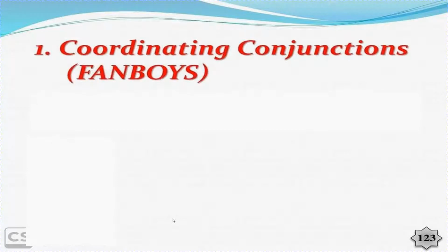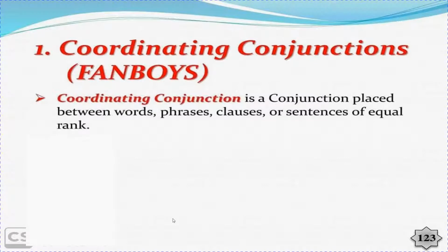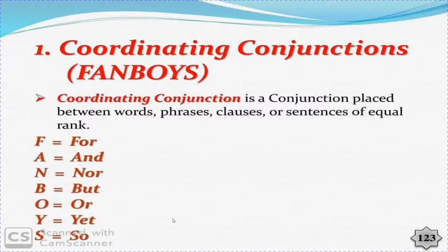Let us learn first coordinating conjunctions and why they are known as FANBOYS, children. See, a coordinating conjunction is a conjunction placed between words, phrases, clauses or sentences of equal rank, of equal value. F stands for, A stands for and, N stands for nor, B stands for but, O stands for or, Y stands for yet and S stands for so. Children, in coordinating conjunctions, we use only these seven conjunctions and that's why it is known as FANBOYS. So let's read it one by one.